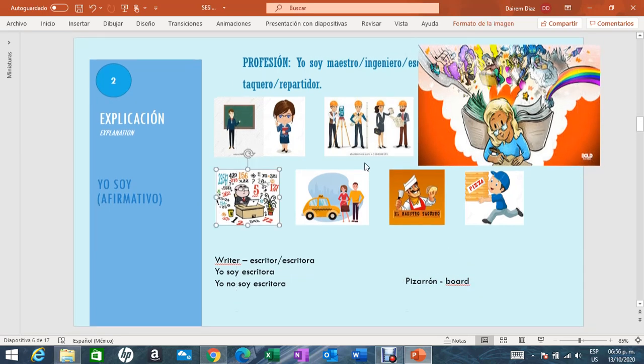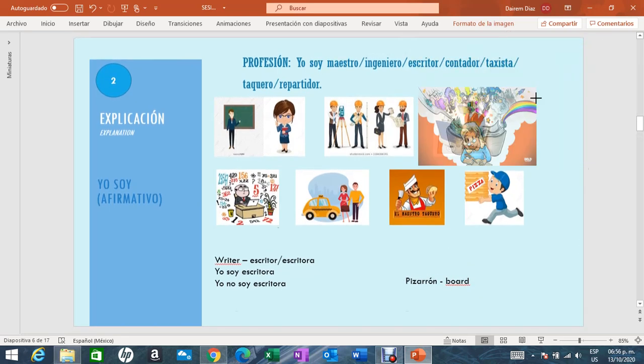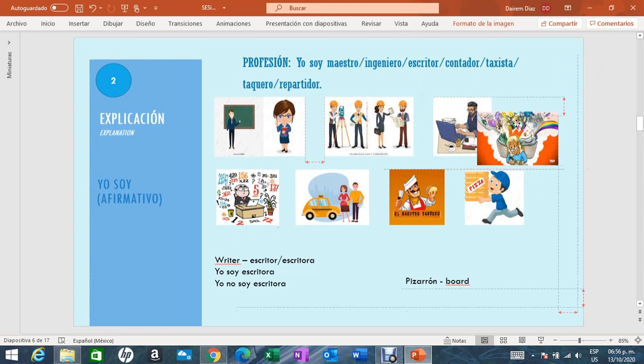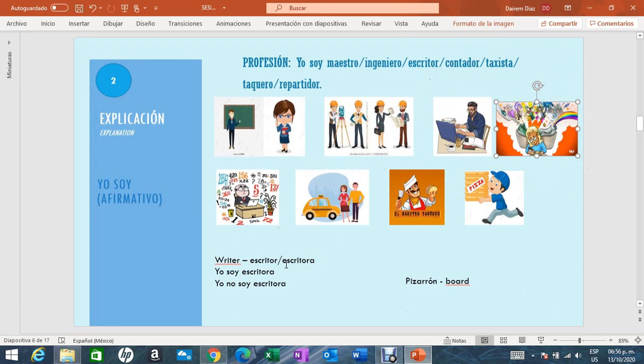Next one. What is the next profession that we have? ¿Cuál es la siguiente profesión? After writer, accountant, contador. Contador for masculine and for feminine, correct. Contadora. Affirmative, yo soy contadora. Yo no soy contadora.